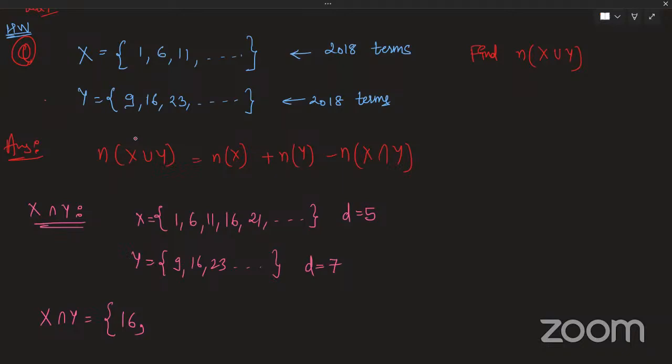See, I am telling you, I have two sets. The first AP is 1, 6, 11, 16, like this, 21. The other is 9, 16, 23, like this. The first AP has common difference of 5. The second AP has common difference of 7. I am taking intersection of both the APs. So obviously this will also be an AP. Intersection of two APs is also an AP. Can you tell me what will be the common difference of this intersection AP? It will be LCM, sir. 35. LCM of 5 and 7 is 35, yes, correct.